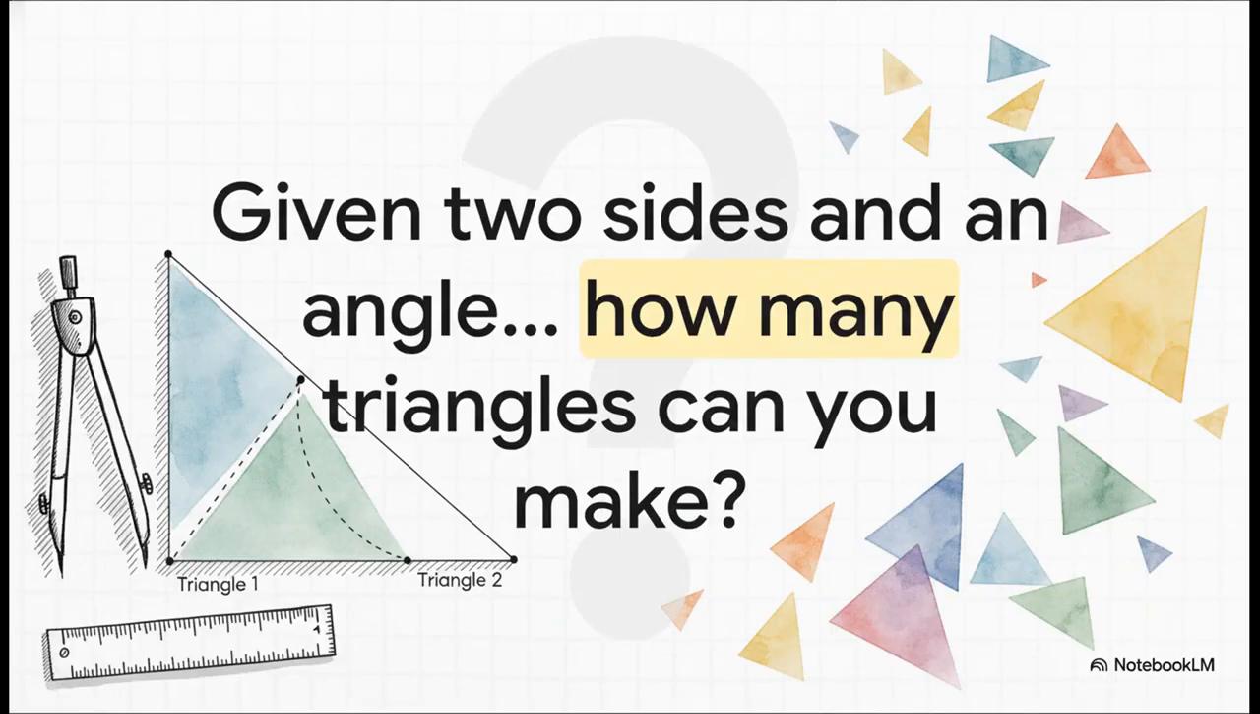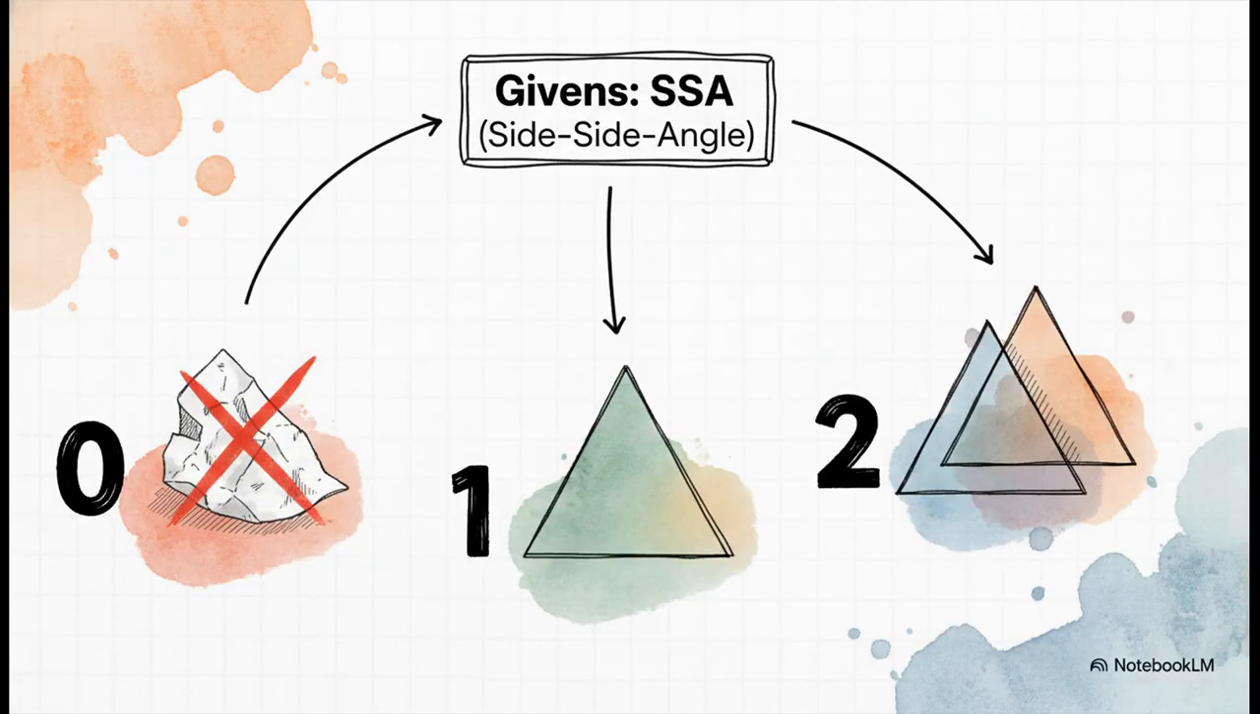You're given the lengths of two sides and one angle, but it's an angle that isn't tucked between those two sides. It seems pretty straightforward, right? But the real question is, with just those three pieces of info, how many different triangles can you actually build? And here is where it gets wild. The answer isn't always just one.